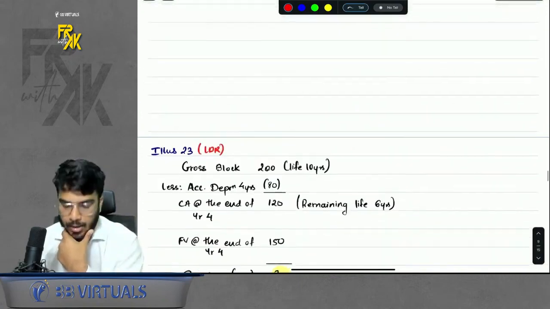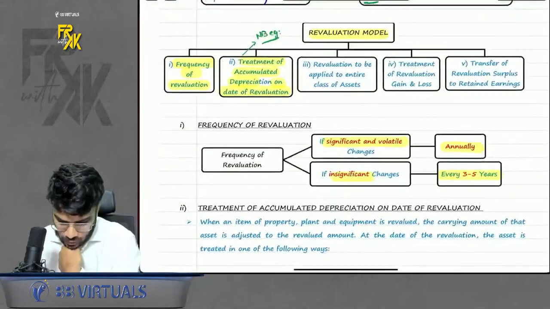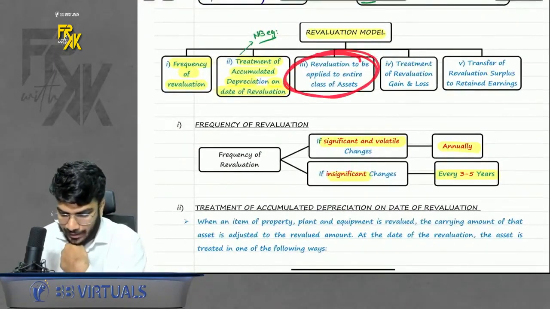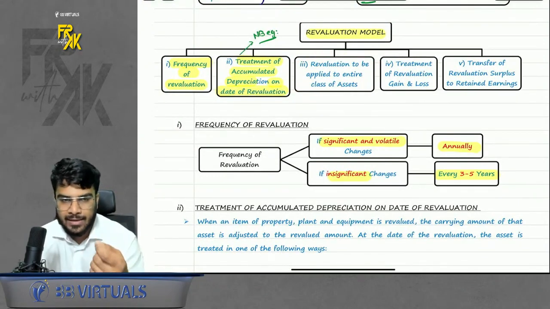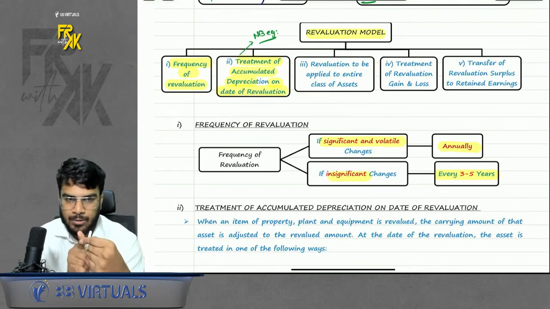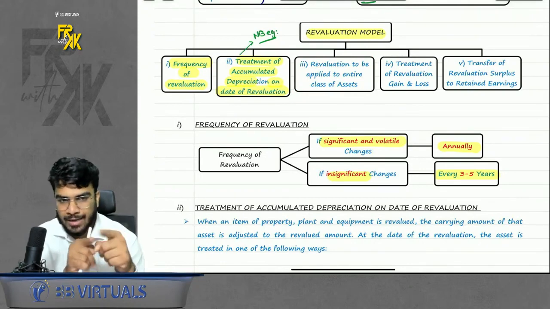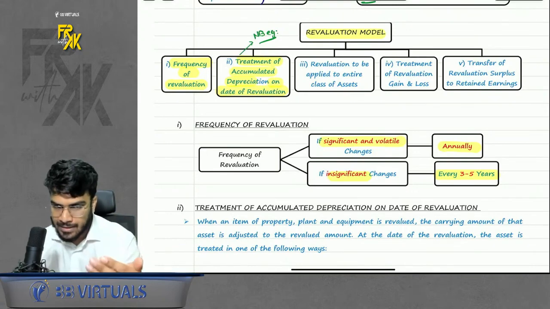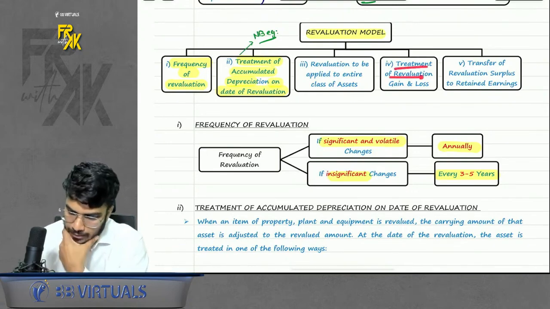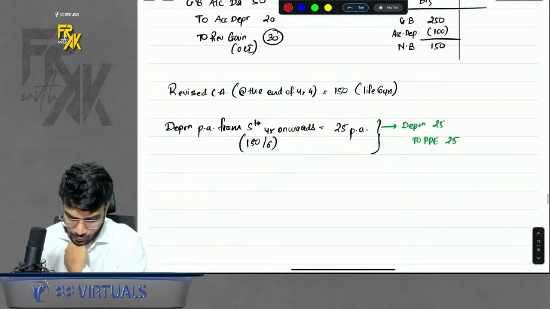Simple. Done. Then after this, we also discussed that revaluation should be applied to the entire class of asset. That means if you are applying revaluation to any asset, you should follow the model for the entire class to which the asset belongs as well. Also, we discussed that office building and industrial building will be considered as separate classes. Then the next point was treatment of revaluation gain and loss.